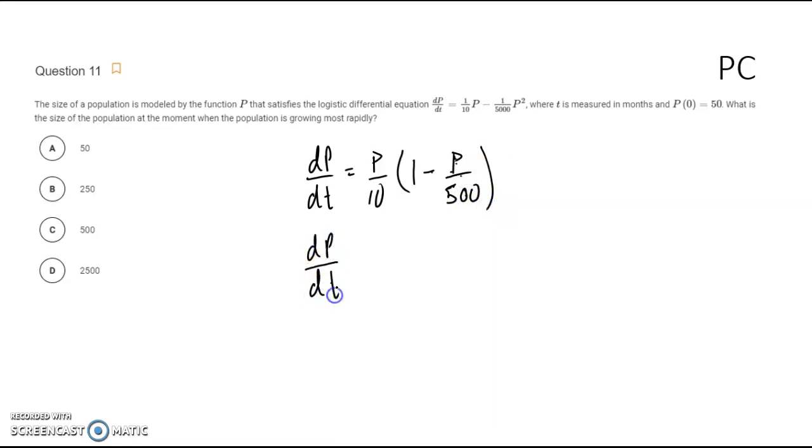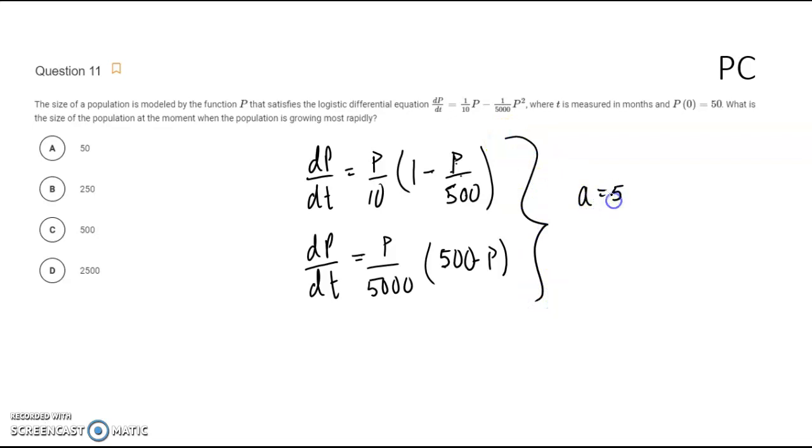Or we could have factored out a P over 5,000, leaving us with 500 minus P. Both of these show us that our carrying capacity is 500. Lots of you picked C. If you got the problem wrong, it's because you picked part C. What's the size of the population at the moment when the population is growing most rapidly? Where does a population grow most rapidly? At A over 2, at my point of inflection. So B was my answer to number 11.